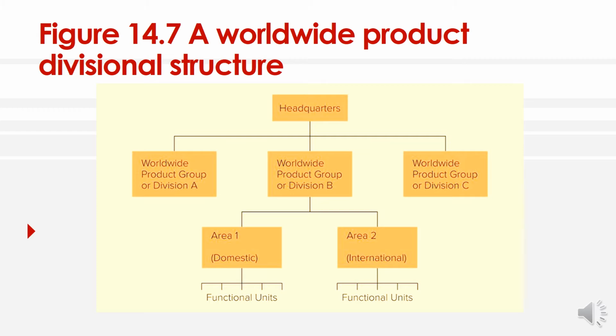Area number 1 is domestic and area number 2 here is international. These two areas report to one of the 3 worldwide product groups or divisions, A or B or C. These 3 independent divisions then report directly to headquarters, which is at the top of the structure.